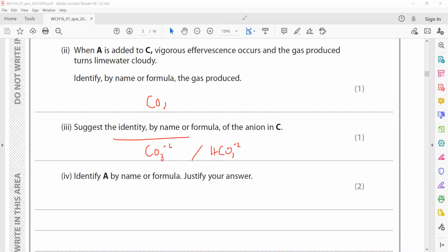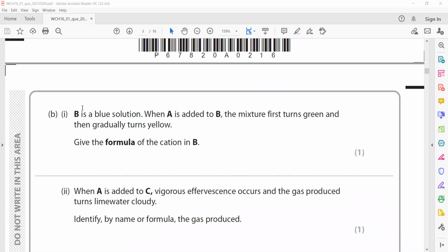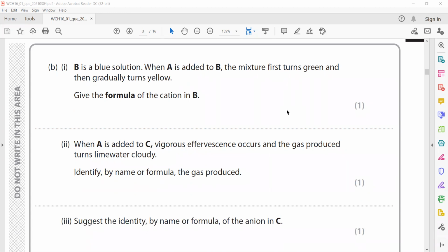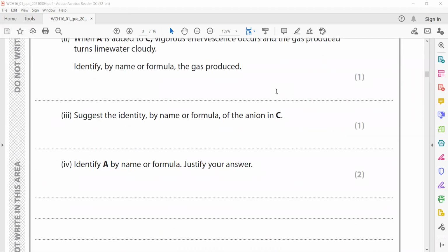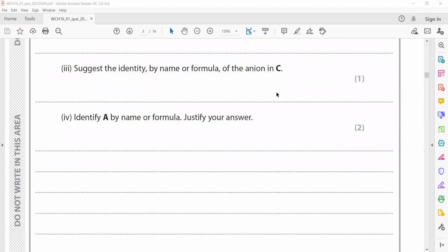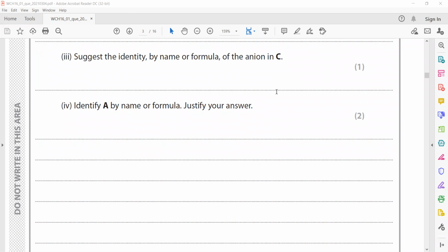And A, we identify it as an acid, and because it was forming a yellow solution as it was added to blue solution B, it was first turned green and then turned yellow. It shows that it is a chloride, because chloride complexes of copper are yellow in color. Identify A by name or formula and justify your answer.